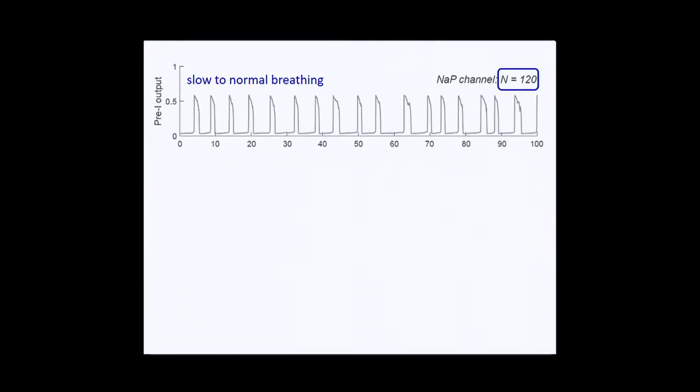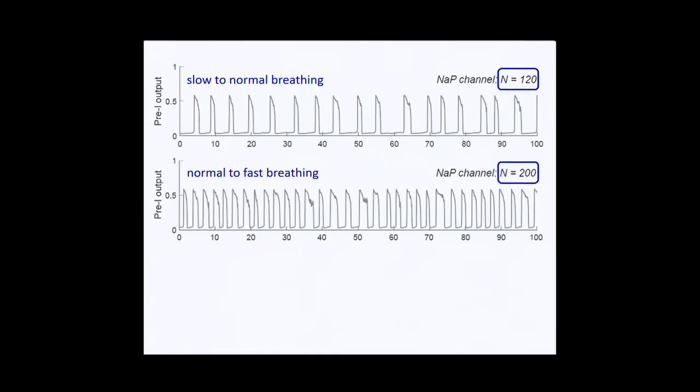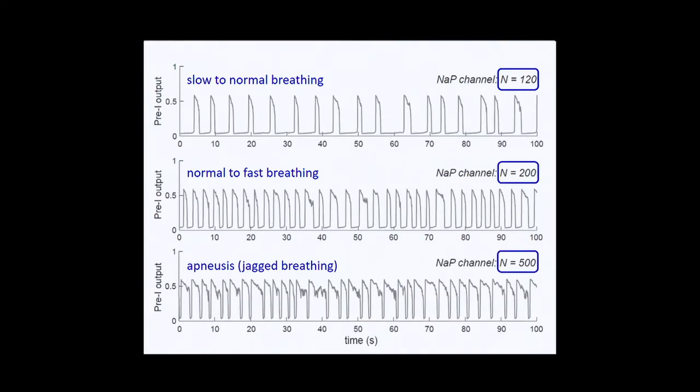Now, if we increase the number of ion channels in that circuit, which is basically equivalent to decreasing the noise, then you have a different pattern of respiration. It's much faster, and you change the duration of inspiration relative to expiration. And if you increase it much more, what you have is apneusis, basically jagged breathing. And that's just controlled by the total level of noise that the neurons can support. Now, is that realistic?